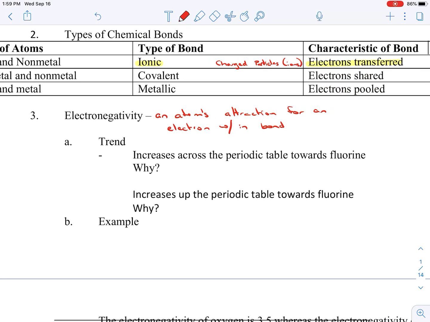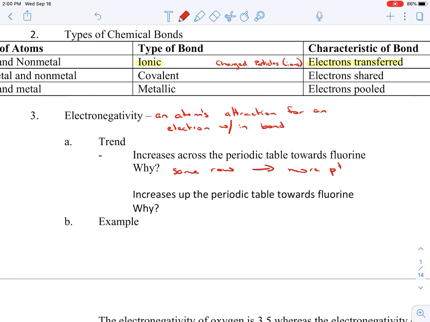Okay, so let's first get our trends out of the way. Our trend is that it increases across the periodic table. So as we go to the right, our electronegativity increases. Why is that? That is because we're talking about the same row, right? So we have the same layer of electrons, and so we're adding more protons. More protons will pull the electrons tighter or attract the electrons.